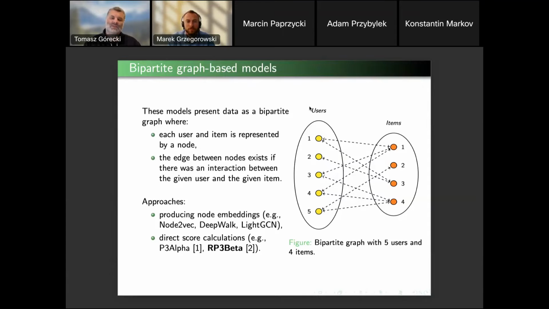To find recommendations, we have many approaches. For example, producing node embeddings, Node2Vec, DeepWalk, LightGCN, and some direct score calculation, for example, P3alpha and RP3beta. Our approach uses direct score calculation. So we try to calculate direct scores.